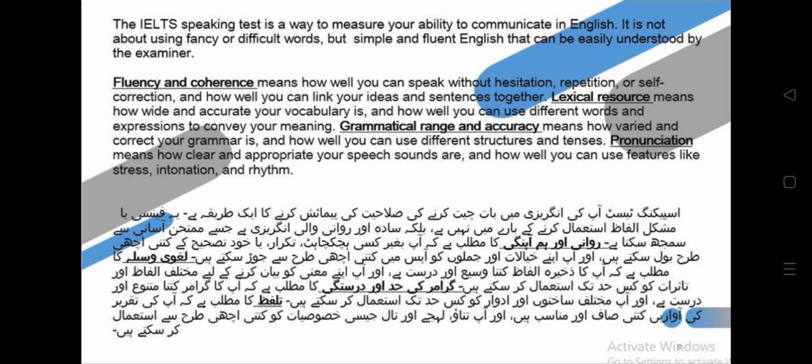Number 3, grammatical range and accuracy, which means how varied and correct your grammar is, and how well you can use different structures and tenses. Number 4 is pronunciation, which means how clear and appropriate your speech sounds are, and how well you can use features like stress, intonation, and rhythm.